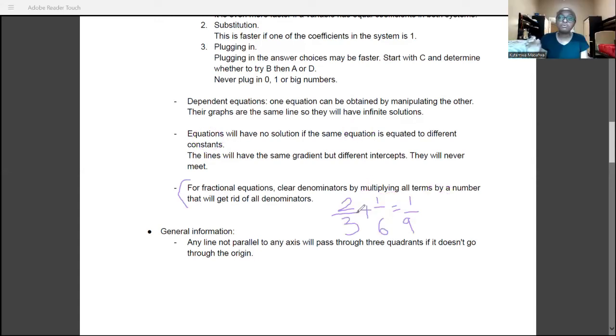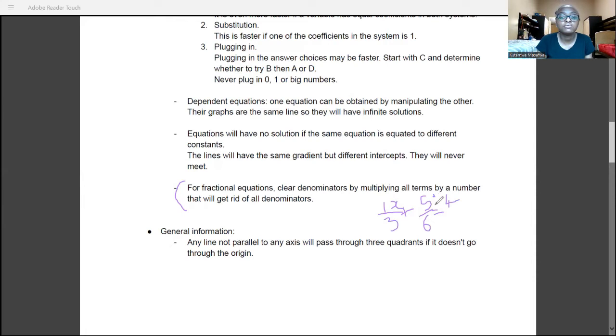Okay, so for fractional equations, clearing denominators by multiplying all terms by a number that will get rid of all denominators will make your work much faster. In general, working with fractions is a headache because you have to find the common denominator, so you can't just go straight and solve the question. So let's say you have a question like 1 over 3 plus 5 over 6 is equal to 4. And let's say there's x and y somewhere in there.